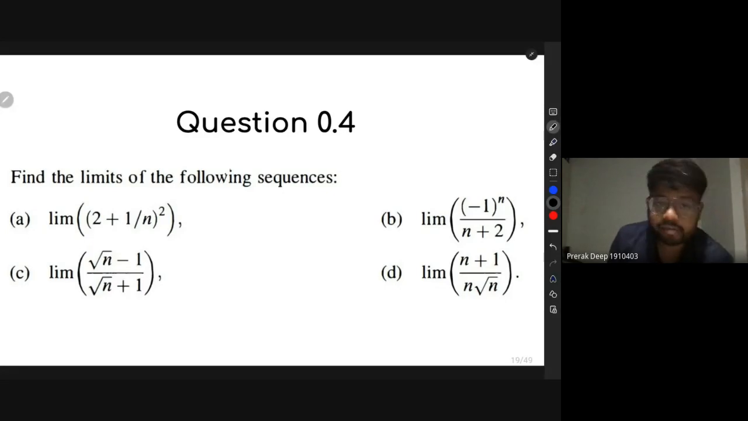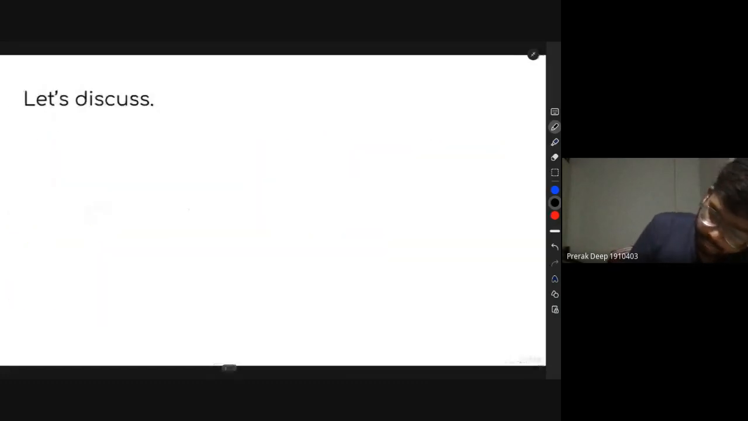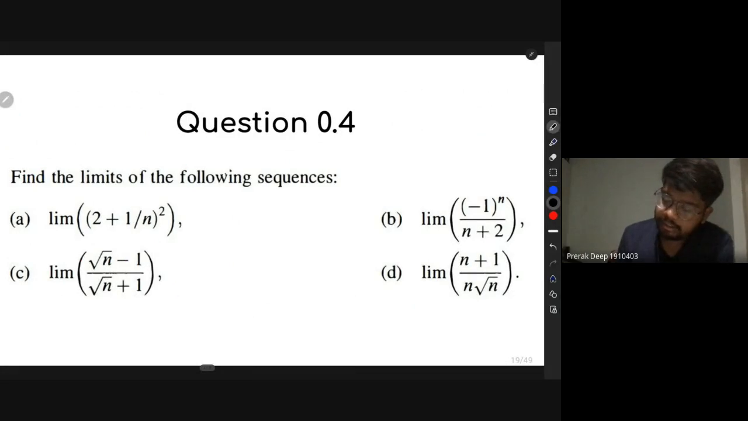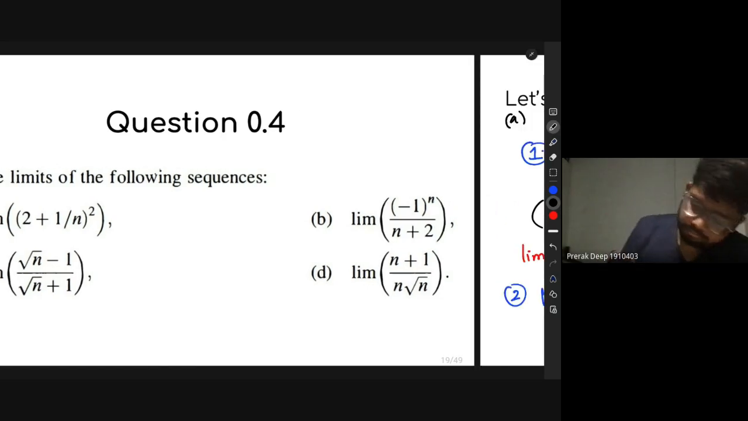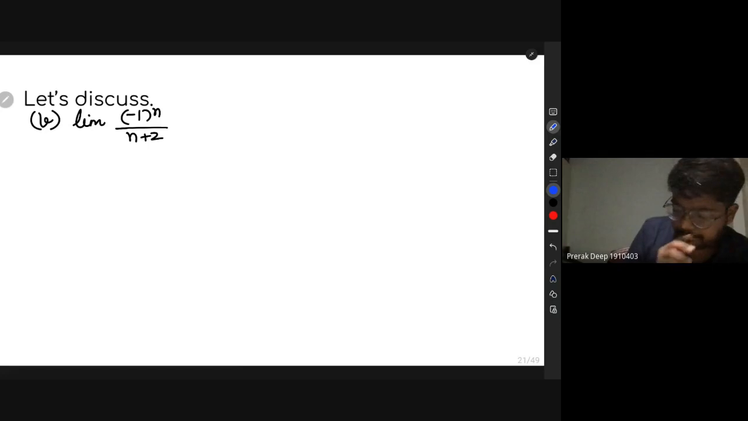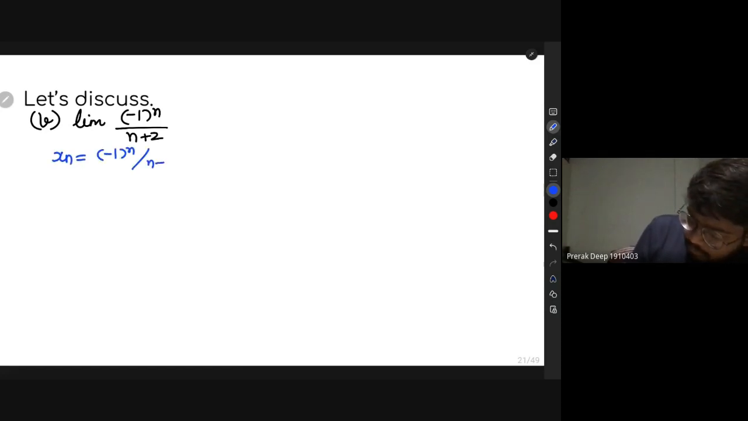So now let's move on to discuss the next problem, problem (b). (b) states as follows: the limit of the sequence (minus 1 to the power n) divided by (n plus 2). Okay, so my xn is this.